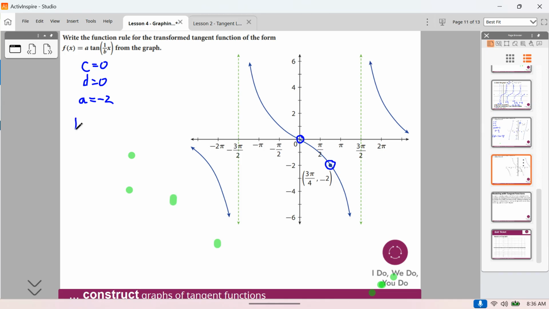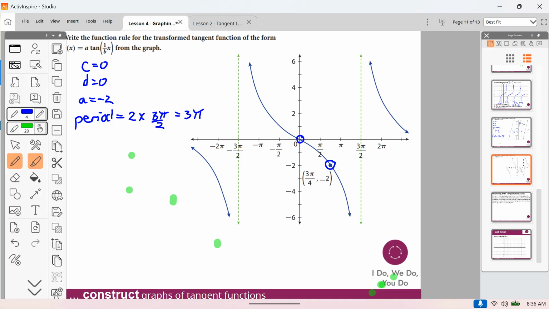Our period is equal to 2 times 3 pi over 2. Twice that distance. So our period is 3 pi. So b is equal to pi over 3 pi. So 1 over 3.